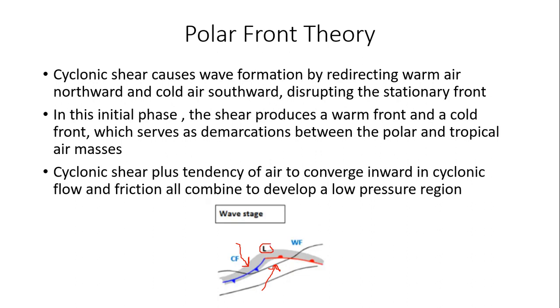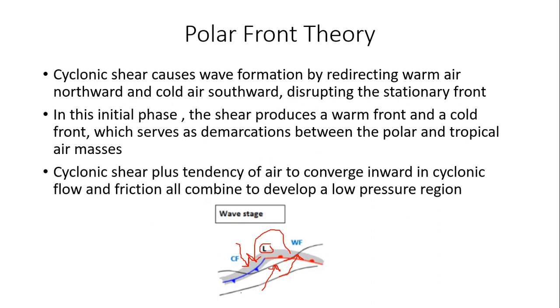So in the initial phase, that cyclonic shear, and all that cyclonic shear refers to is this counterclockwise turning of the winds. In this initial phase, the shear is going to produce a warm front and a cold front, which serves as a demarcation between the polar and tropical air masses. So generally, to the north of the low pressure system, to the north of the warm front, and really to the west and southwest of the low pressure, behind the cold front, is where you have your polar air, and then tropical air is located out ahead of the frontal boundary, out ahead of the cold front. Cyclonic shear, plus the tendency of air to converge in cyclonic flow, and in addition, as the wind starts blowing over the land, that land is creating friction. All of these combine to develop a low pressure region.